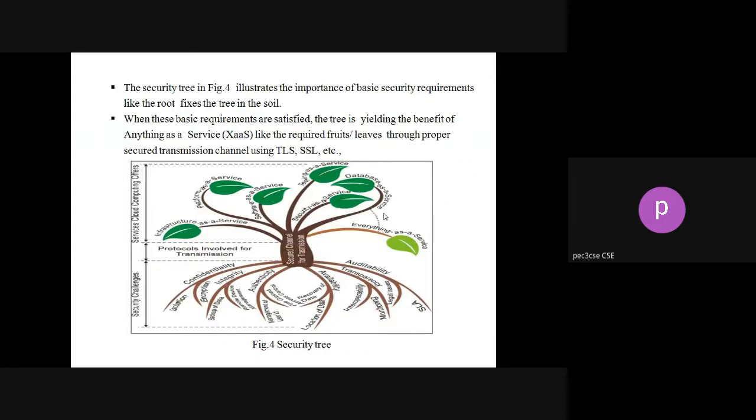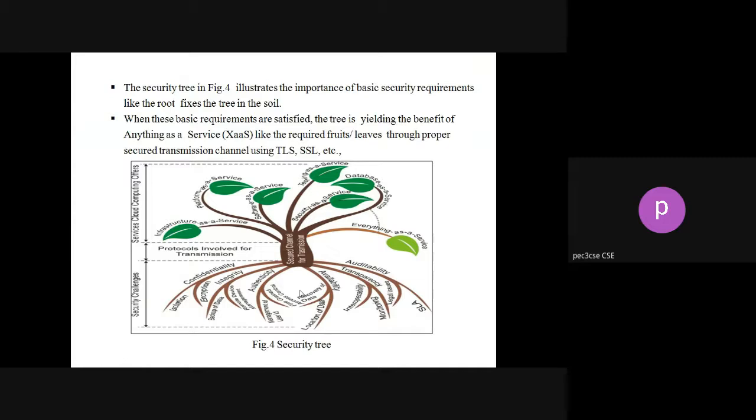To conclude, look at this security tree, which illustrates how a root fixes the tree in the soil. Only when the root at the bottom fixes the soil properly does the tree yield many benefits. In the same way, as the roots of the tree, we have all these security challenges: confidentiality, encryption, integrity, backup of the data, location of the data, SLA, everything we discussed so far. These are the root of the tree.